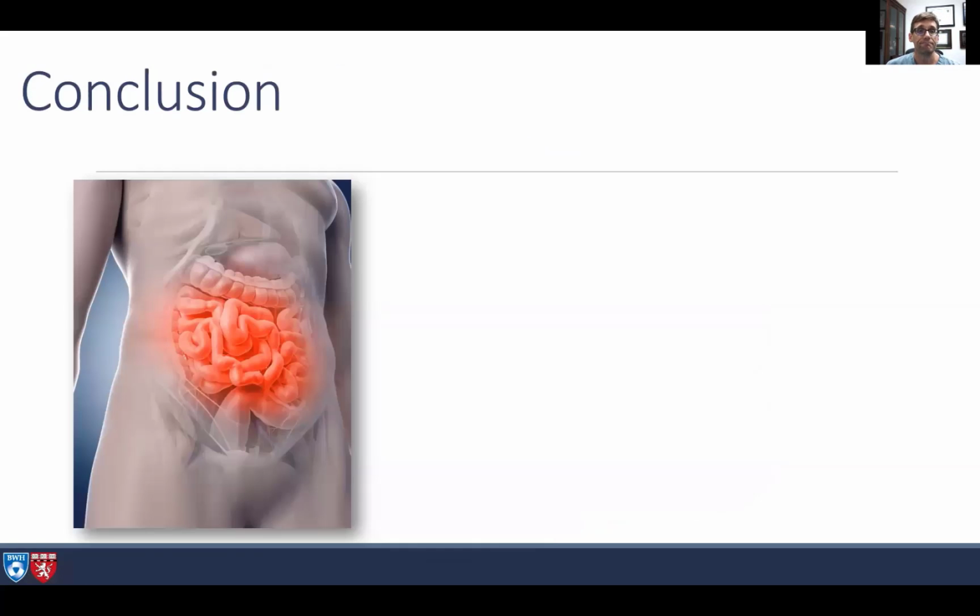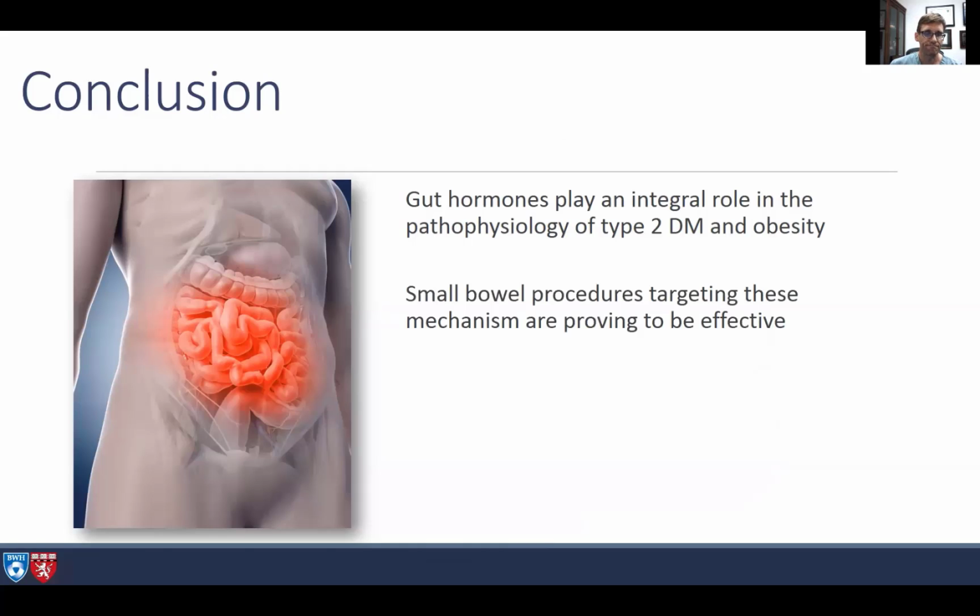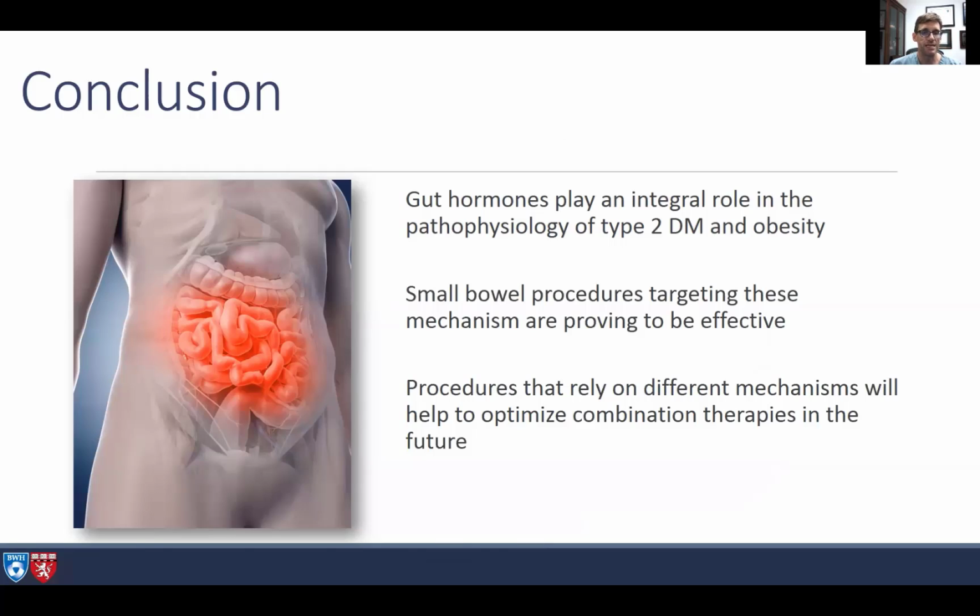So in conclusion, gut hormones play an integral role in the pathophysiology of type 2 diabetes and obesity. Small bowel procedures targeting these mechanisms are proving to be effective, and procedures that rely on different mechanisms will help to optimize combination therapies in the future.